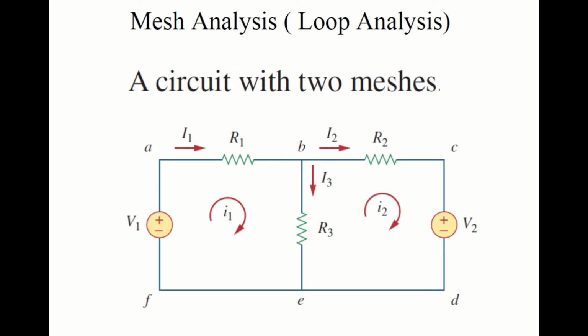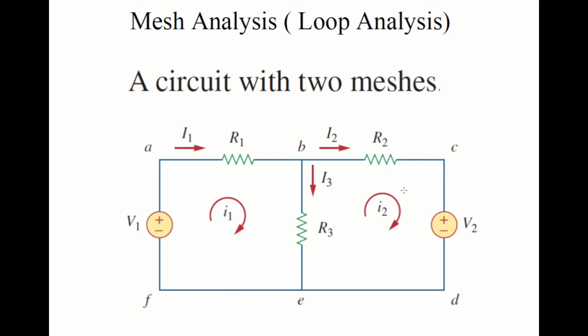So let's look into this example. From this circuit, how many meshes do you identify? Basically there are two meshes over here. One is a single loop over here, and the second mesh is another loop over here. So we have a two-mesh circuit.